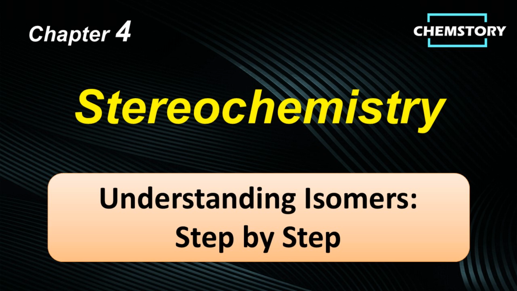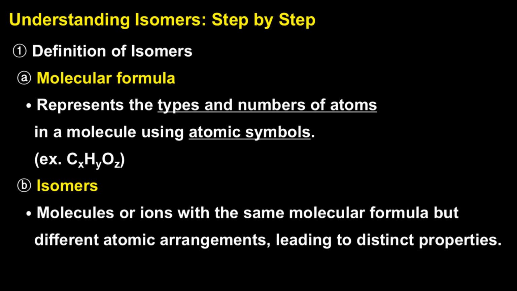Alright, let's get started. Molecular formulas tell us what kinds of atoms are in a molecule and how many there are, but they don't show how those atoms are connected or arranged. That's why you can have molecules with the same formula, but completely different structures. And because of that, they end up having unique physical and chemical properties. We call these molecules isomers.